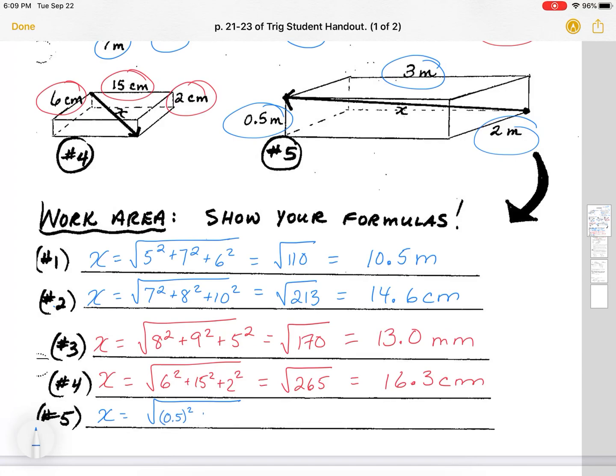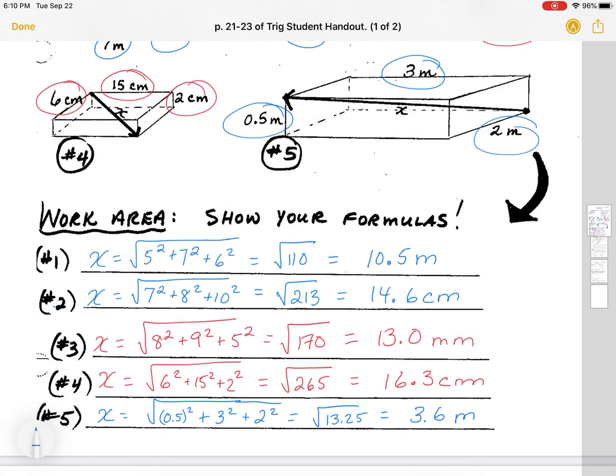And then our last one, 0.5, 3, and 2. Again, it doesn't matter the order you put them in. I'm going to put them in the order from left to right. So 0.5, I'm going to put it in brackets just because it's the decimal, plus 3 squared plus 2 squared. You have to square them each independently. You're going to get 13.25, which gives you 3.6, and it's measured in meters. Okay, so this is the expanded Pythagorean theorem. So it's kind of like a little trick.